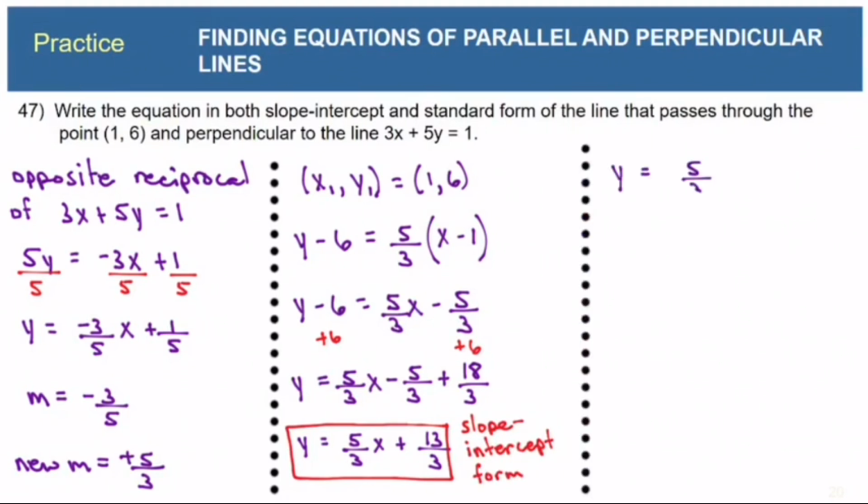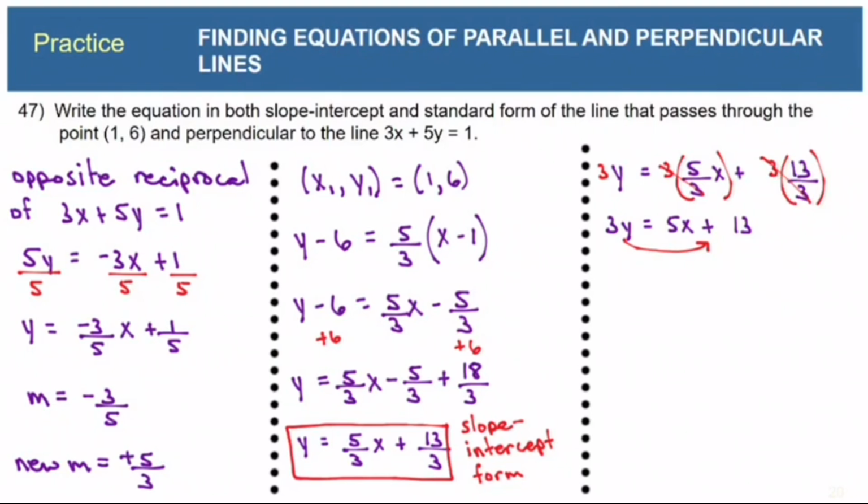And now we'll transform that into standard form. So what we're going to do is multiply both sides of the equation by 3. That will let these 3's cancel out, giving us integer coefficients all the way around. And we'll have 3y equals 5x plus 13.